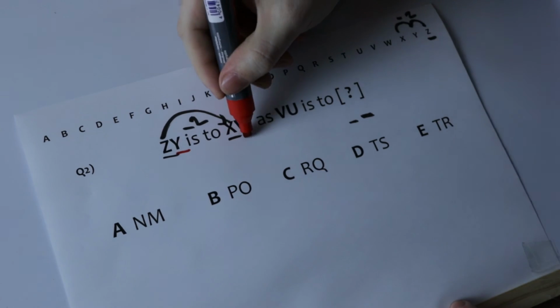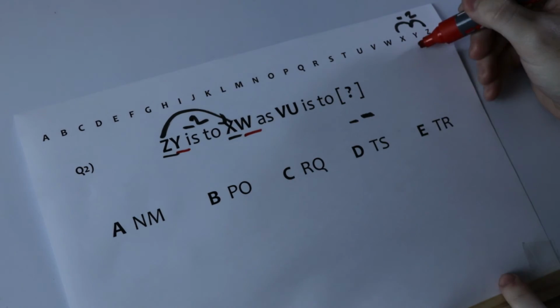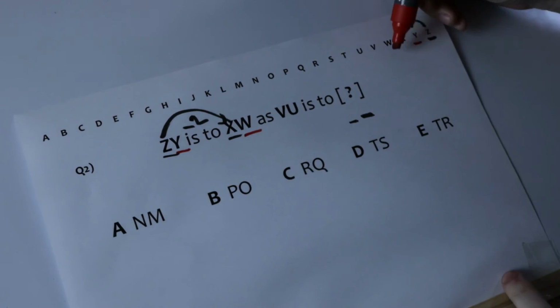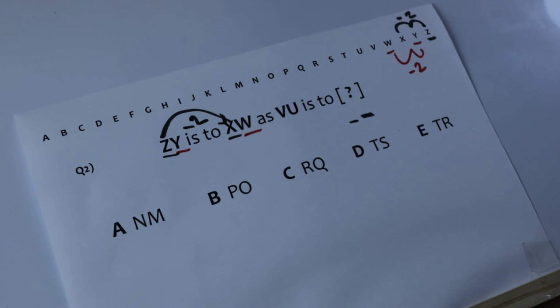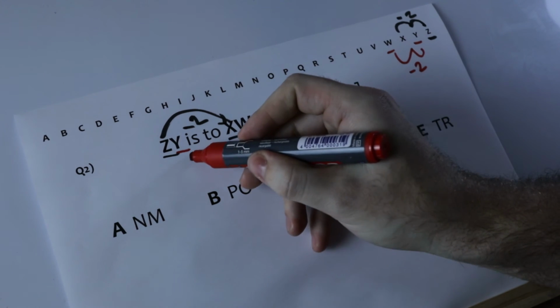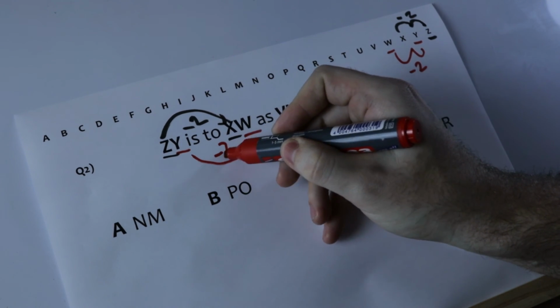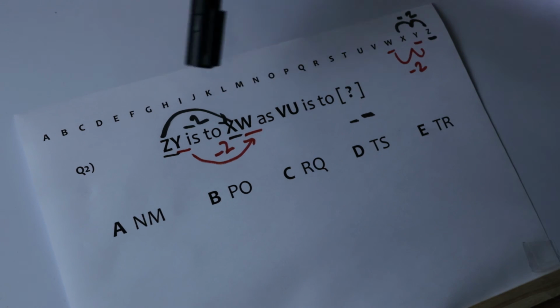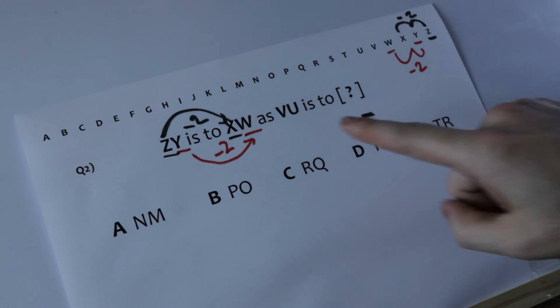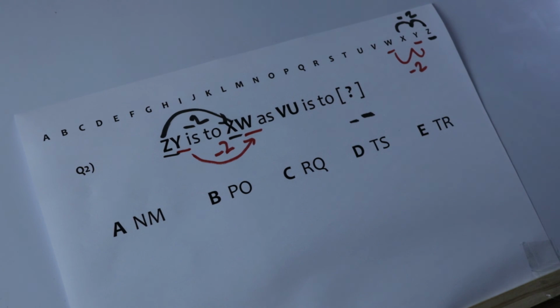My second letter I'm going to isolate. Y is to W. Let's find Y in my alphabet. It's here. I'm going to go to W, which is here. 1, 2 backwards again. And we can see that actually once more we have the same number and direction of jumps. Please do be warned, this will not always be the case. Now we know the code and how to move from ZY to XW, we simply have to apply this to VU. Can you have a go at home yourself?